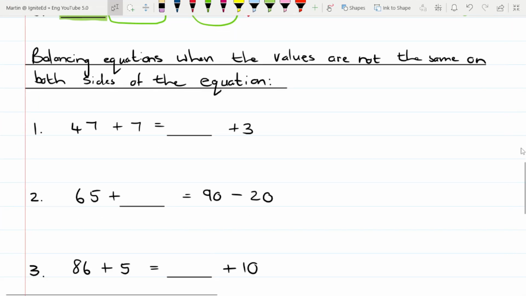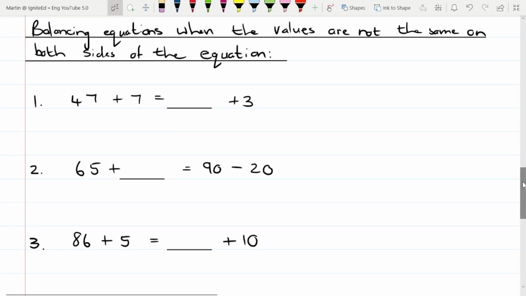For our final video on balancing equations, we've got balancing equations when the values are not the same on both sides of the equation. What we need to do when we've got something like this, so we can see that we've got a bunch of random numbers. We've got 47 and 7 and 3. So what we need to calculate is what is the outstanding value in each of these.